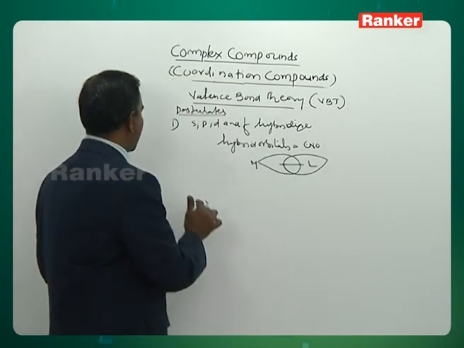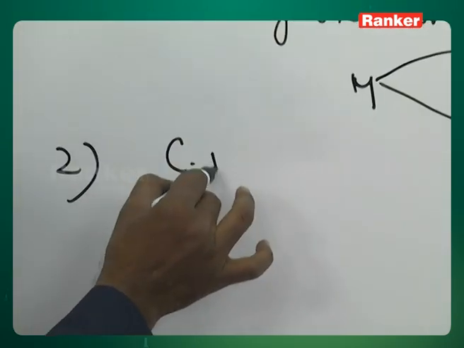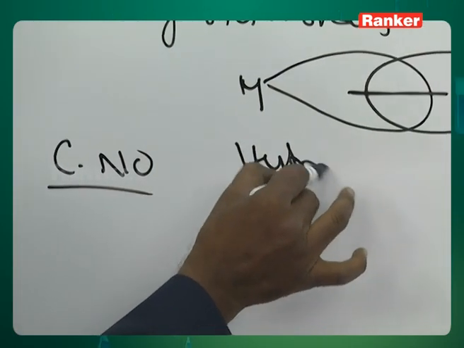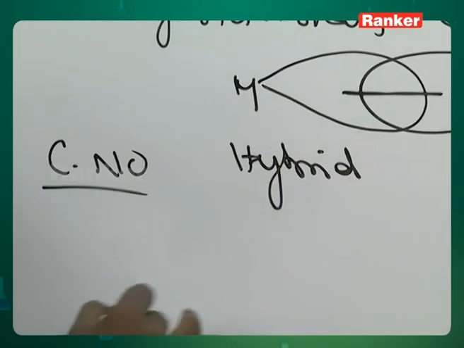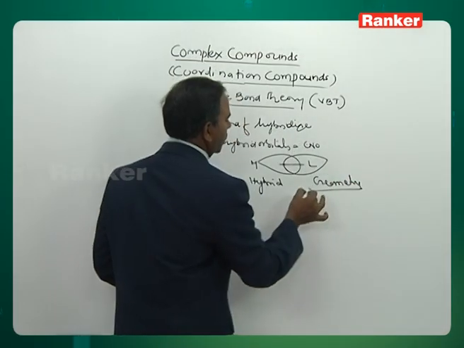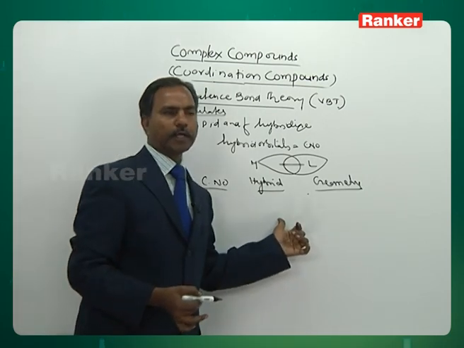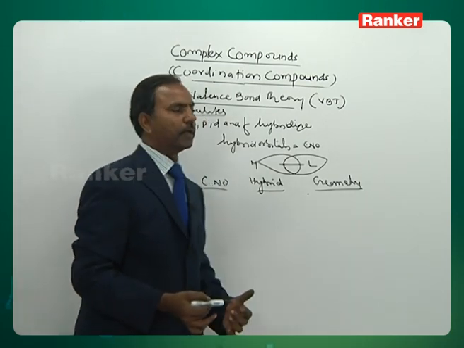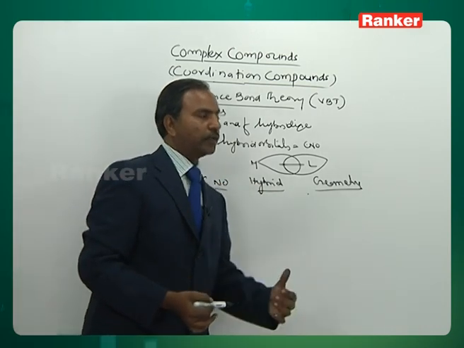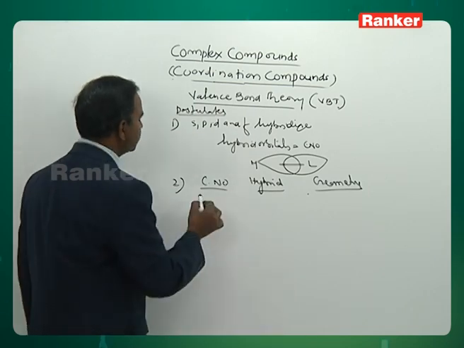Now, based on the coordination number and hybridization, we can decide the geometry. A table is there, with the coordination number, hybridization, and geometry. A small table is there. Let us make the same table now.